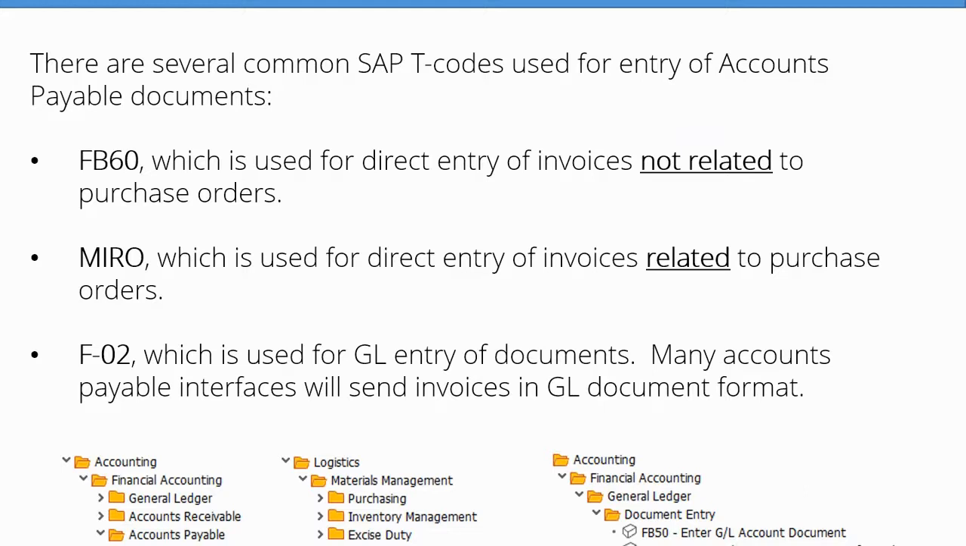FB60, which is used for direct entry of invoices not related to purchase orders. MIRO, which is used for direct entry of invoices related to purchase orders. F-02, which is used for GL entry of documents. Many accounts payable interfaces will send invoices in GL document format.